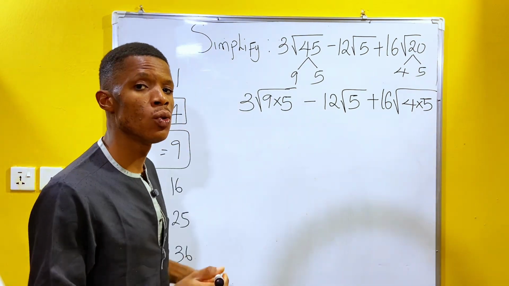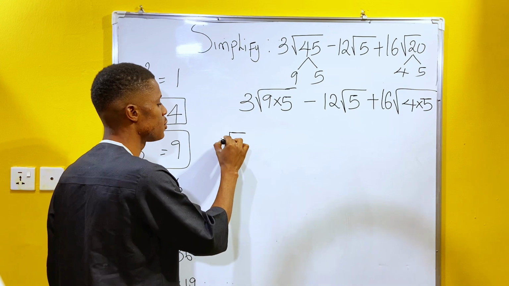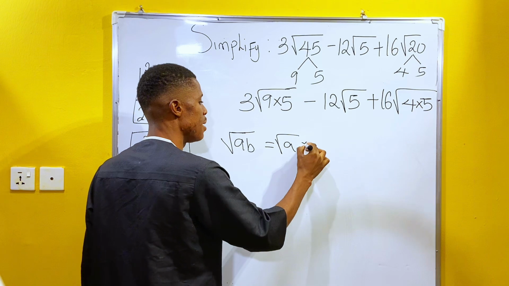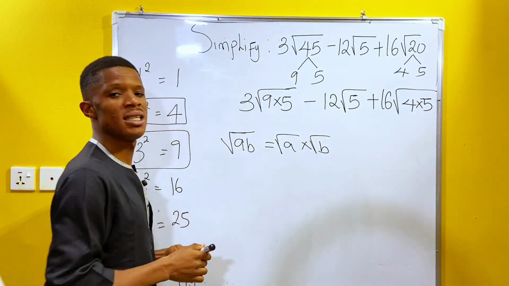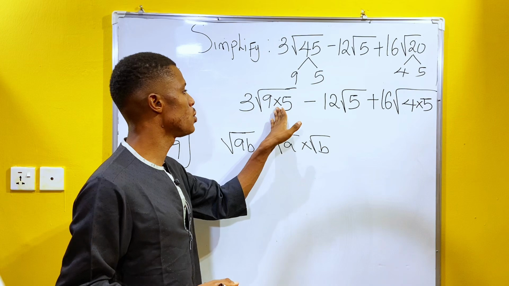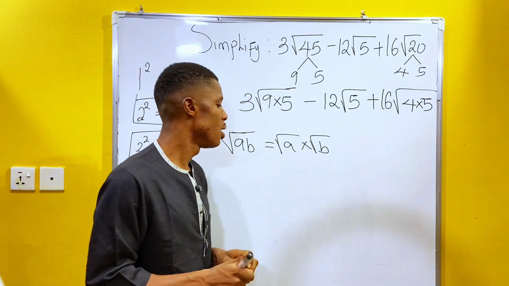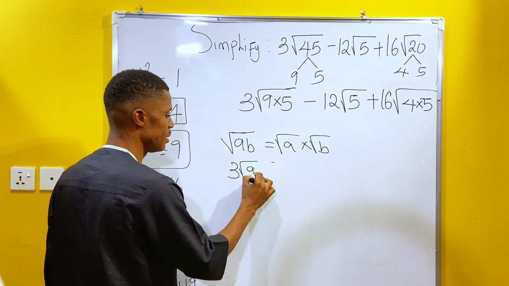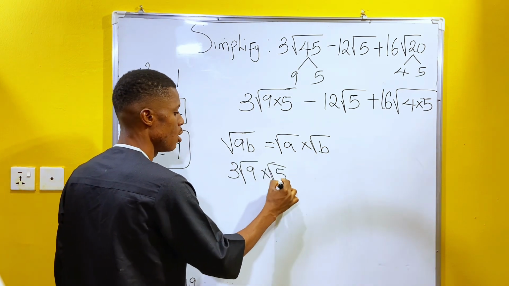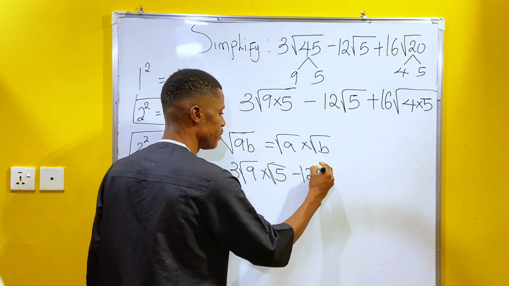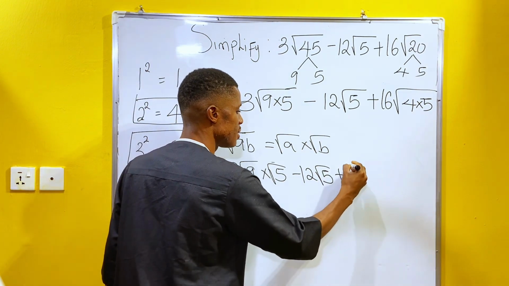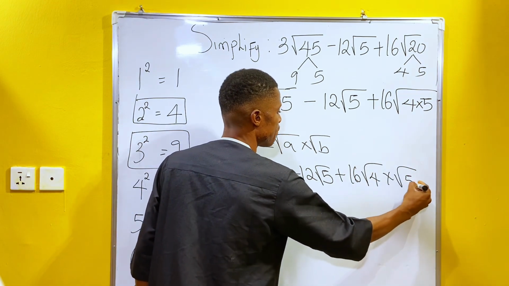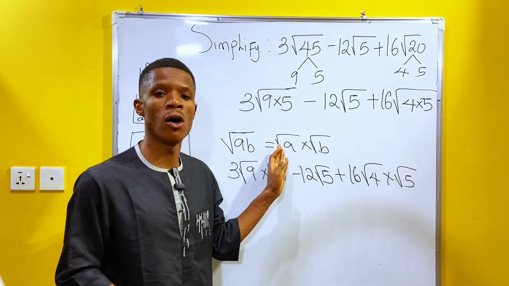So recall from the rule of surd that whenever you have square root of AB, for instance, it is the same thing as square root of A times square root of B. This is the rule of surd. So we are going to apply this rule of surd here. So we'll write it as 3 root 9 times root 5, okay, minus 12 root 5, then plus 16 root 4 times root 5, okay, applying this law of surd.